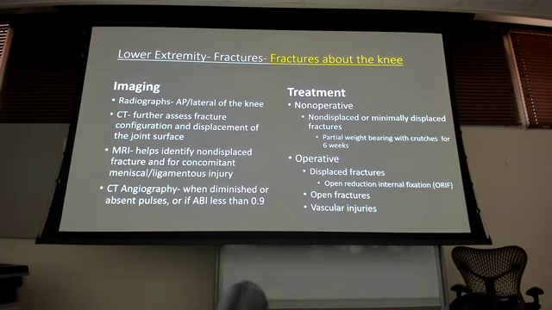And then if it's non-displaced, minimally displaced, not involved in the joint, we do partial weight bearing with crutches for 6 weeks. Anything displaced, open, involved in the joint, popliteal or vascular injuries, they need to get an operation.